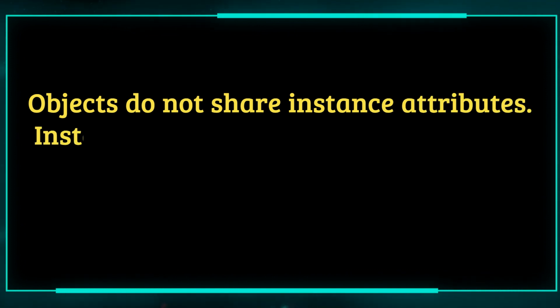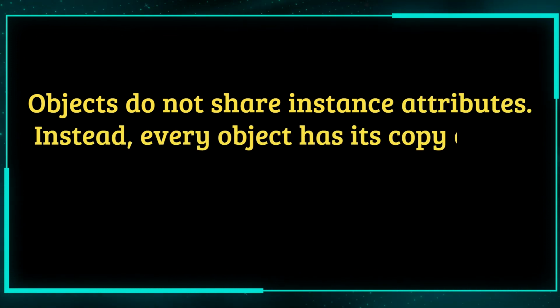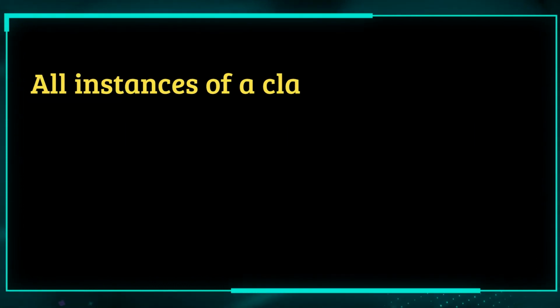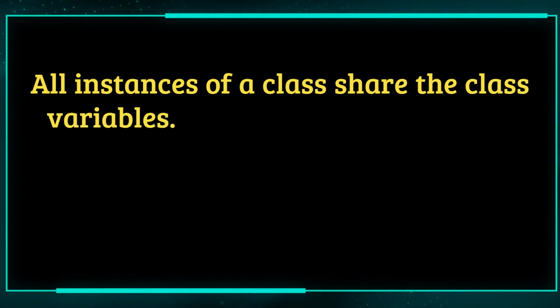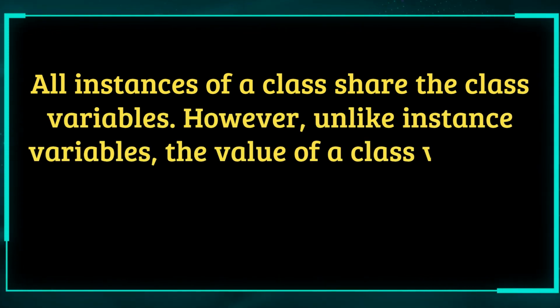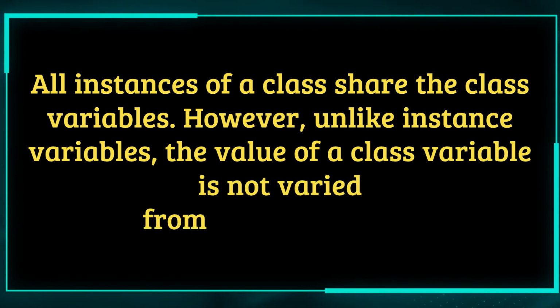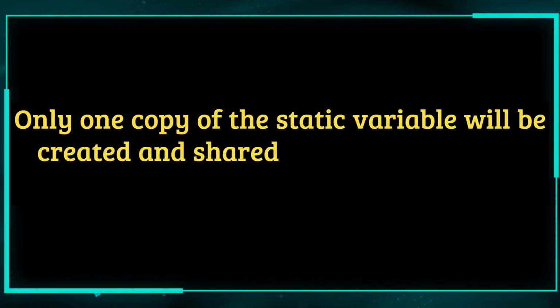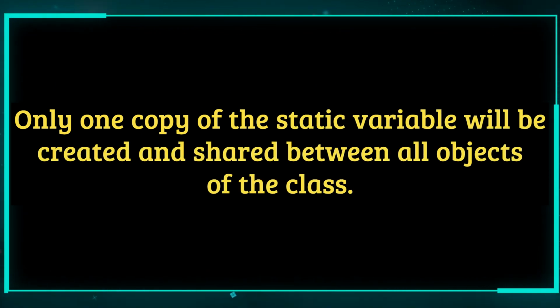Objects do not share instance attributes. Instead, every object has its own copy of the instance attribute, and it is unique to each object. All instances of a class share the class variables. However, unlike instance variables, the value of a class variable does not vary from object to object. Only one copy of the static variable will be created and shared between all objects of the class.